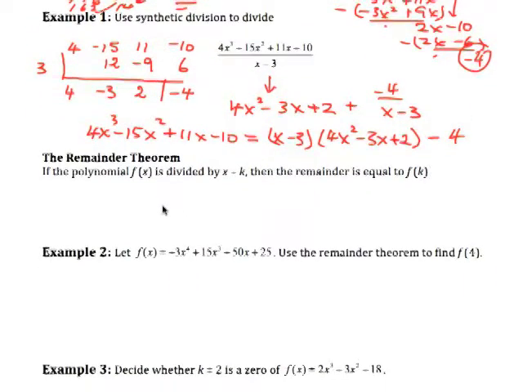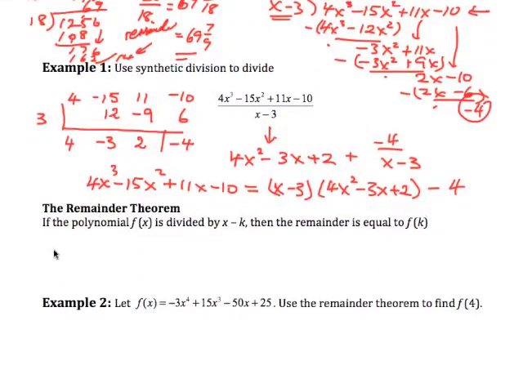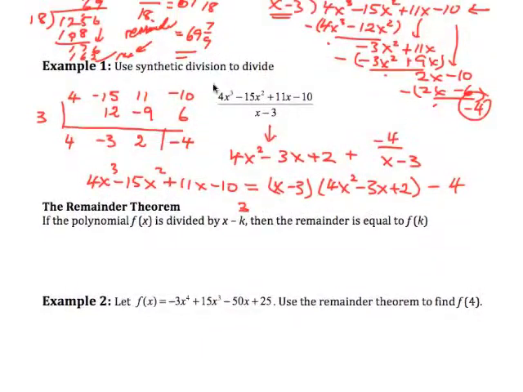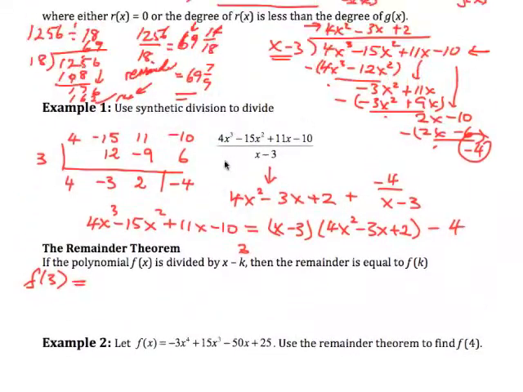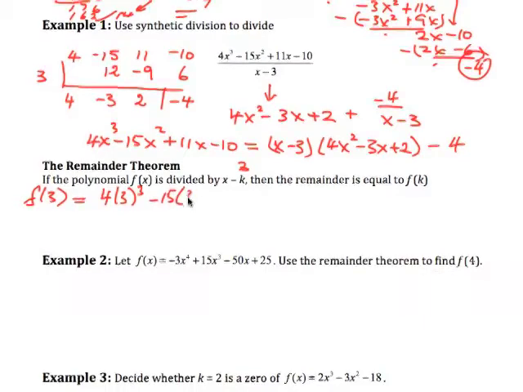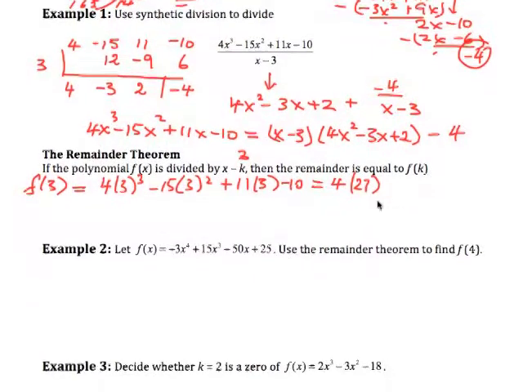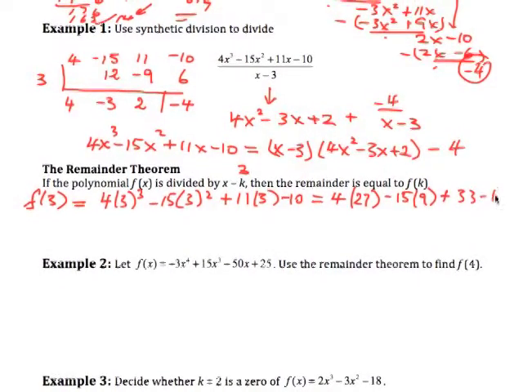Now, a good application of this is what's called the remainder theorem, in that if you look at this one up here again, let's suppose I take k is 3 here, like we had in this first example. Well, f of 3, if you actually work it out using the polynomial, I'd have 4 by 3 cubed minus 15 by 3 squared, plus 11 by 3 minus 10, which comes out to be 4 times 3 3s are 9, 27, minus 15 by 9 plus 33 minus 10.